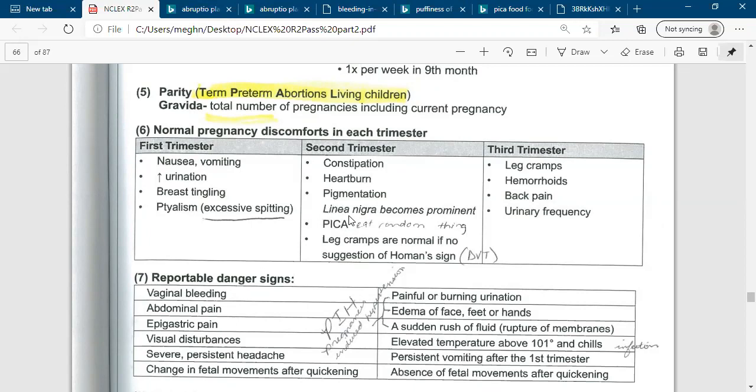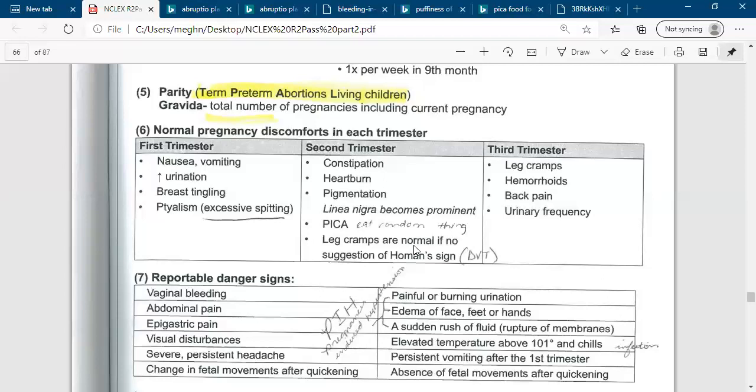Also in the second trimester or even the third trimester, mothers complain of leg cramps. Leg cramps are normal. It is normal, I said. So always tell your patient to do some exercise on the leg. It's called plantar flexion or dorsiflexion. Plantar flexion or dorsiflexion help to prevent leg cramping.